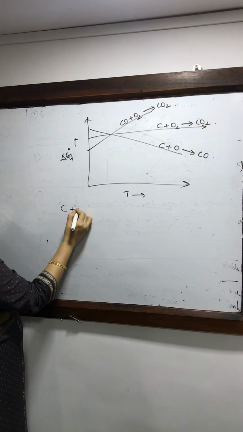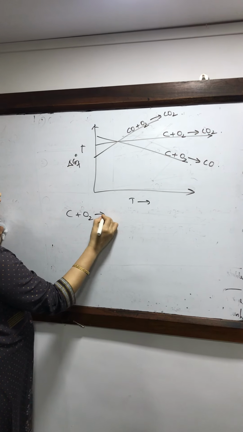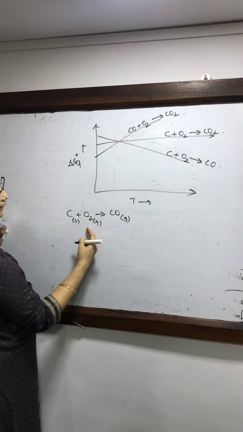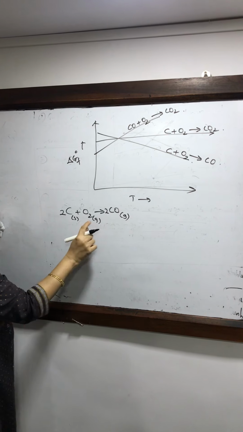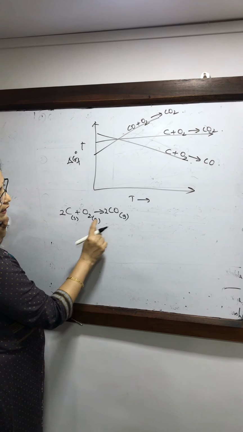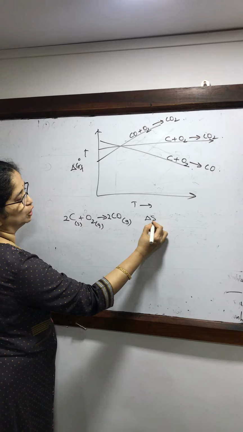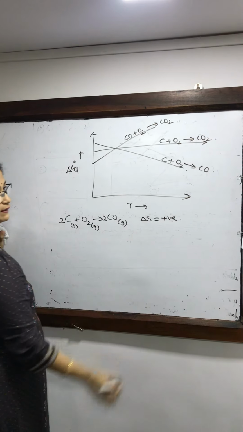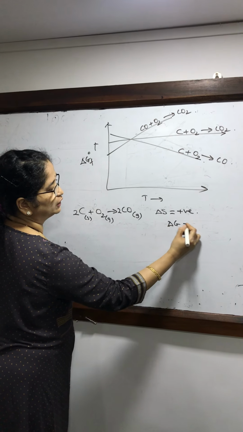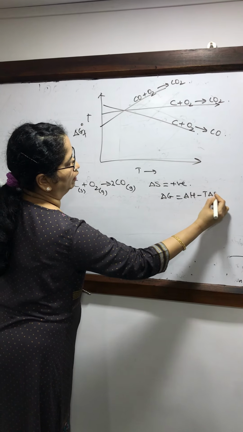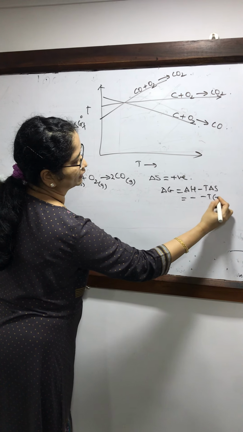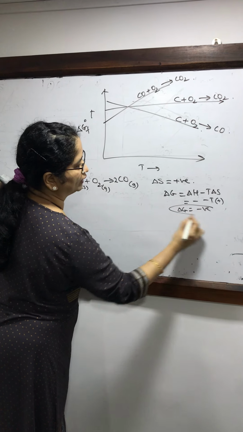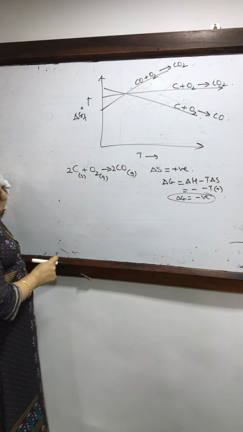Let us have a look at the states. In this case, this is solid, this is gas, this is also gas. I balance it. So you will see here 1 mole of gaseous reactant is giving 2 moles of gaseous product. So delta S is going towards more randomness, so it's becoming positive, and therefore delta G value, this is negative and this is positive. Negative into positive is negative. So delta G value is negative and the graph is in the downward direction.